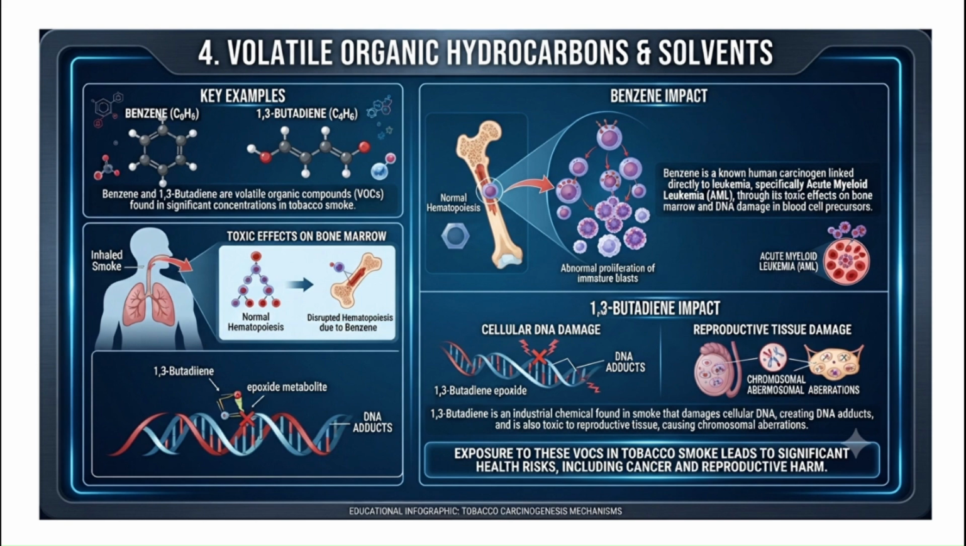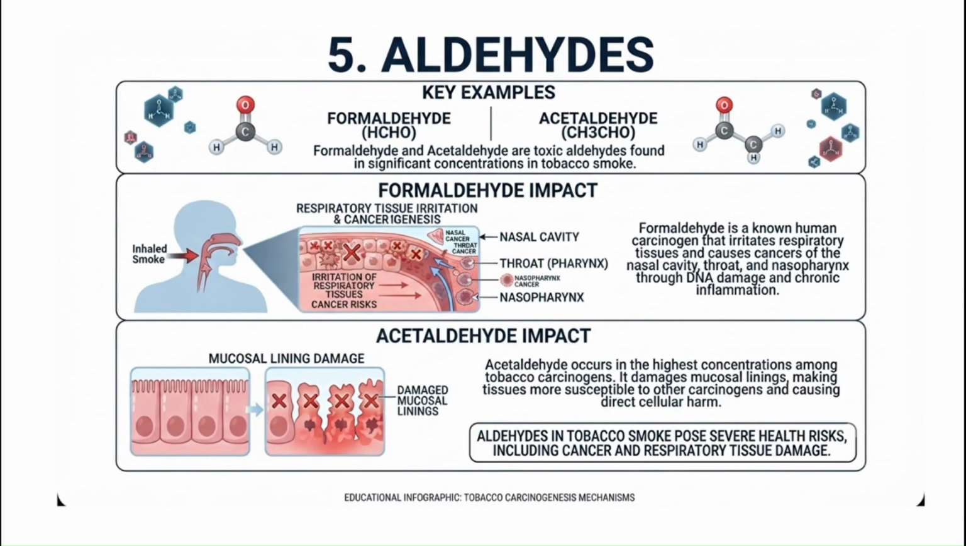5. Aldehydes. What they are: this class includes toxic compounds such as formaldehyde and acetaldehyde. Impact: formaldehyde irritates respiratory tissues and acts as a known carcinogen, causing cancers of the nasal cavity, throat, and nasopharynx. Acetaldehyde appears in the highest concentrations among tobacco carcinogens, directly damaging the delicate mucosal linings of the body.